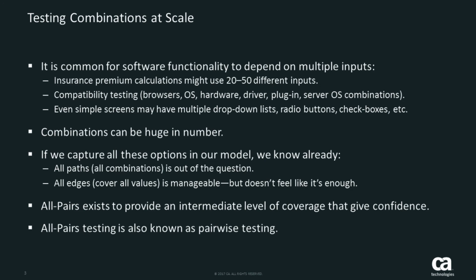Now, testing combinations at scale has always been our problem in that we know every system has in principle an infinite number of paths. And these paths are derived from the number of combinations and permutations of values that influence the decision making internal to the software. So for example, in an insurance premium calculation, there might be 20, 30 or maybe 50 different pieces of information used to calculate the premium itself.